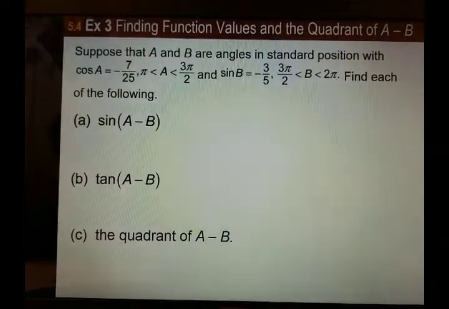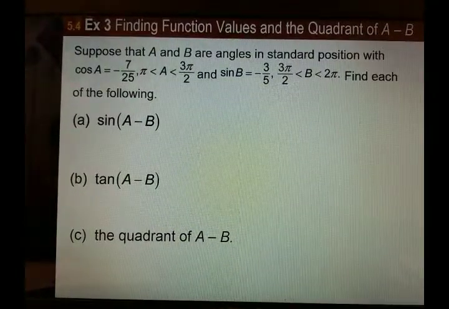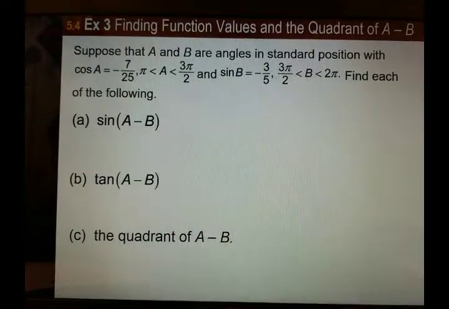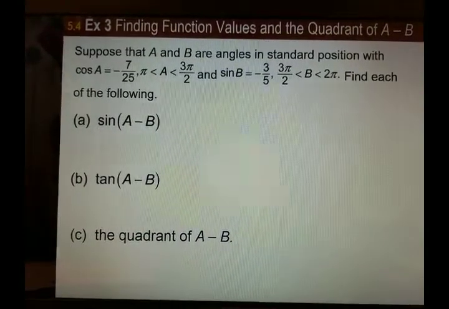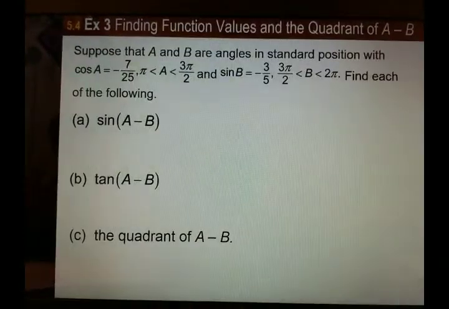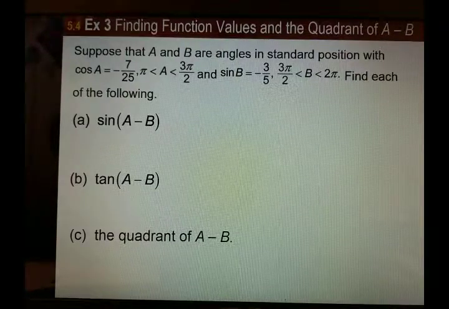Suppose that angles A and B are in standard position, where cosine of angle A is negative 7/25, and angle A is between pi and 3π/2 radians. Pi would be the left side of the x-axis. 3π/2 would be going down on the y-axis. So that's going to put me in quadrant 3. That's between 180 and 270 degrees for angle A.